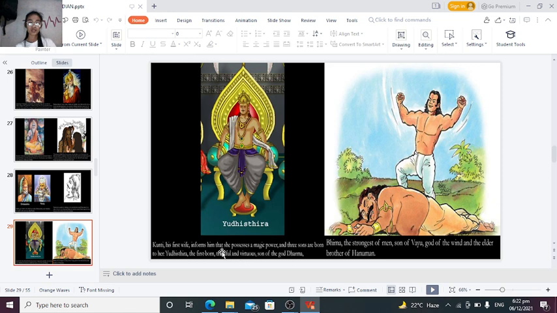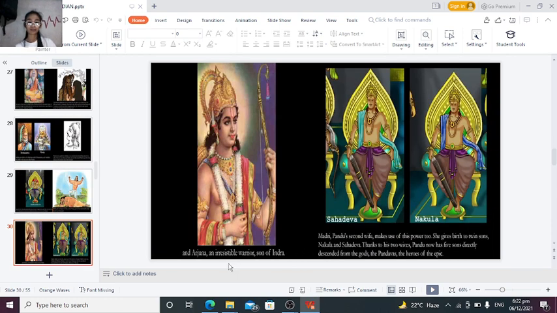So, Kunti, his first wife, informed him that she possessed a magic power and that three sons are born to her. Yudhishthira, the firstborn, truthful and virtuous son, son of the god Dharma, and Bhima, the strongest of men, son of Vayu, god of the wind, and the elder brother of Hanuman. And the third son of Kunti is Arjuna, an irresistible warrior, son of Indra.